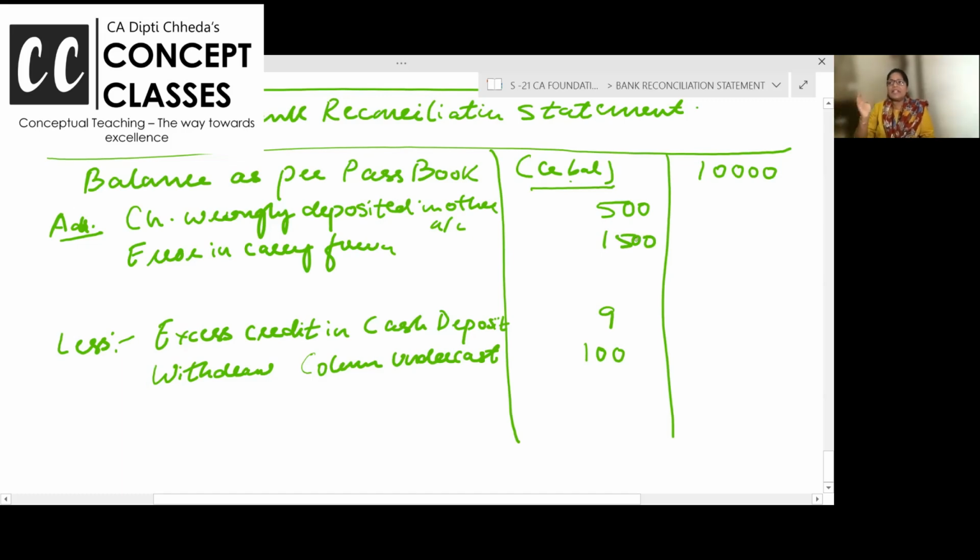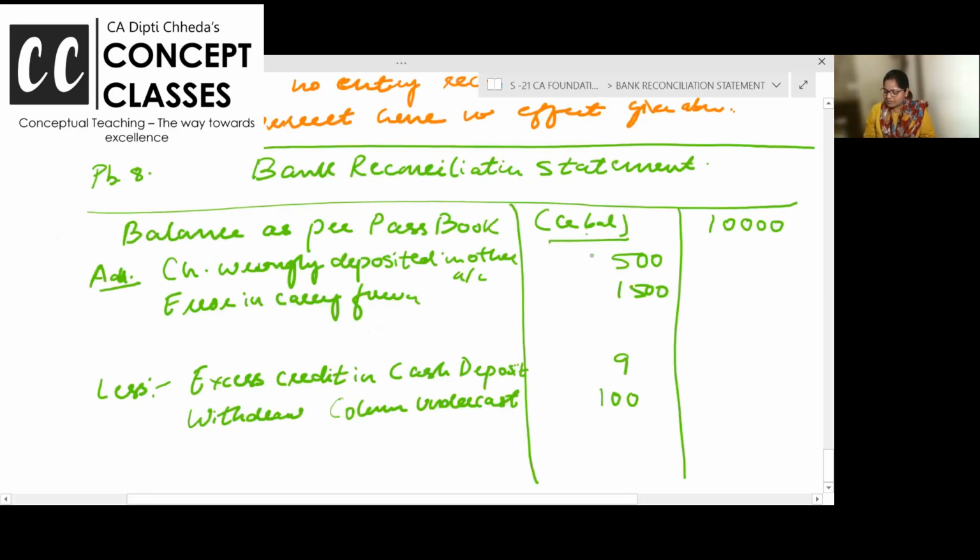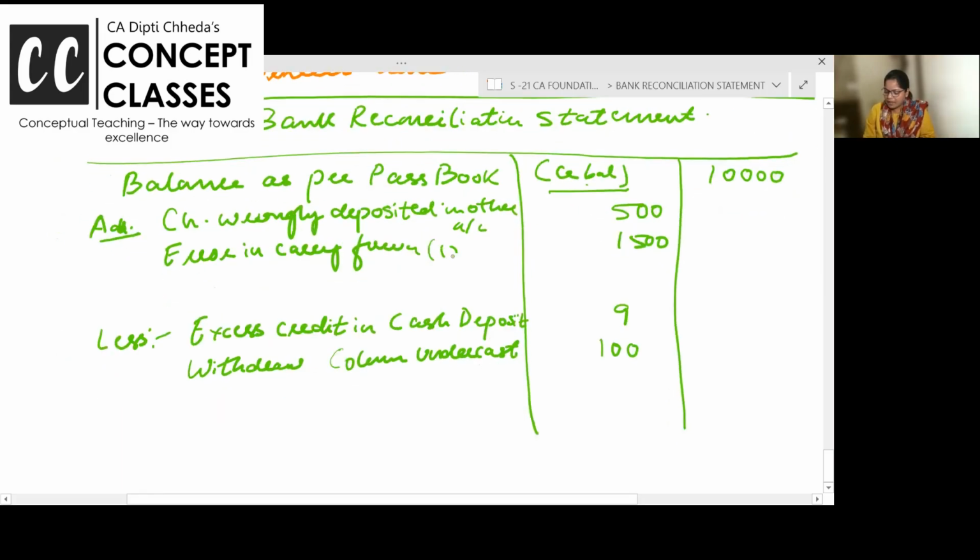1500, you should have credited, you debited. So now credited with double the amount. 1500 plus 1500. So we should write here as 3000. Nice. Chalo, next. Payment of a check of 350 was recorded twice in the passbook.